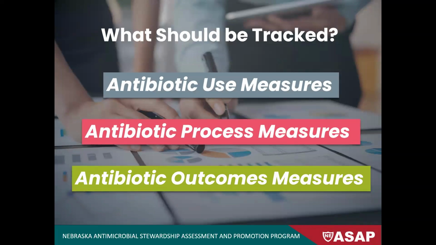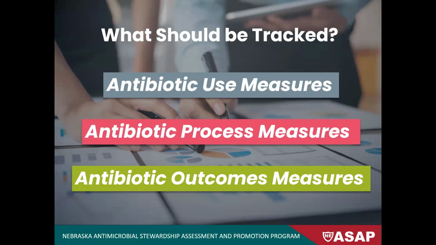All right, so now we're going to transition into the tracking core element, and talk a little bit about what should be tracked. When I think about tracking antibiotics in long-term care, I always think of it in 3 buckets. First is the antibiotic use, second is antibiotic processes, and third is antibiotic outcomes. If you don't track all 3 of these buckets, it's going to be really, really hard to use your data to make any improvements when you report it out.